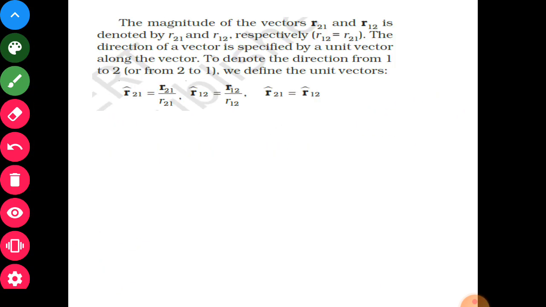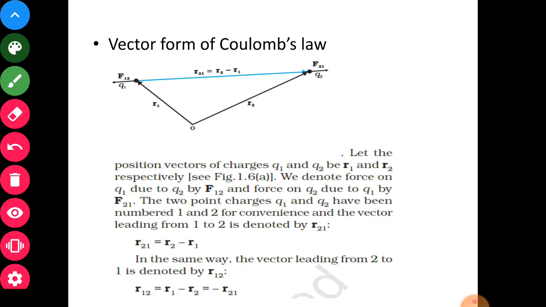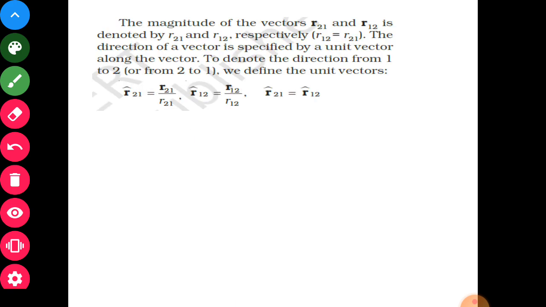The magnitude of the vectors r21 and r12. Now try to understand, the length of this blue colored line is not going to change whether you take r21 or r12 magnitude. That magnitude is going to remain constant whether you find the force on 2 or the force on 1. This distance is not going to change. So the magnitudes of r12 and r21 are the same. r12 is equal to r21.